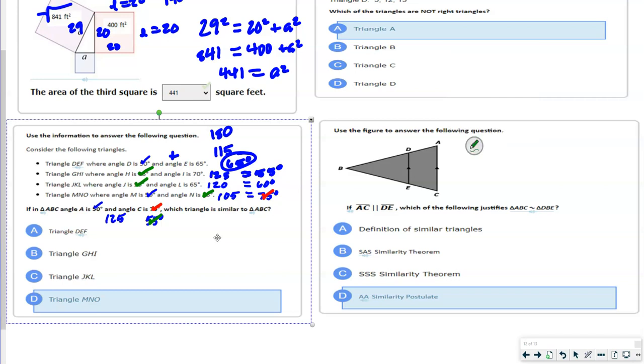Okay. So our last one says use the figure to answer the following questions. If AC is parallel to DE, which of the following justifies triangle ABC is similar to triangle DBE? So we do know that these ABC and DBE, right? DBE is a little triangle. So we know that the angles are congruent, right there, because they are shared in both, right? Then you also know that this angle is congruent with that, because they're corresponding angles, right? So you only need two, yes? You don't need all three, okay? But we could actually say that third angles are similar as well, but we only need one more.